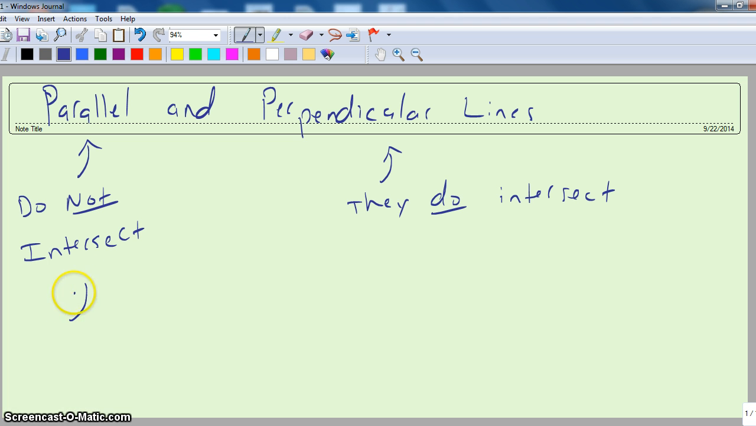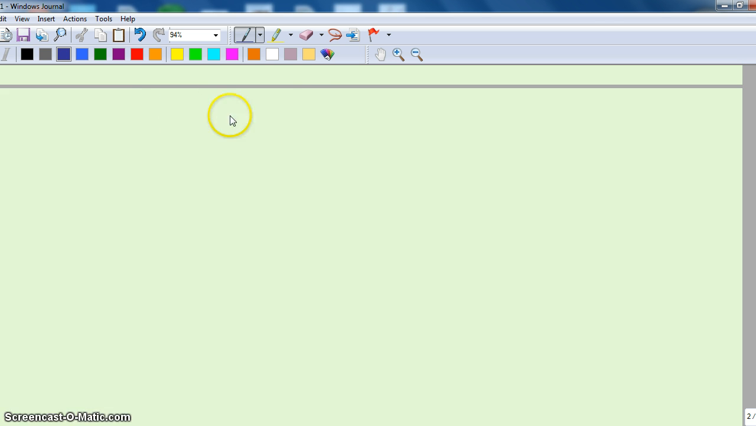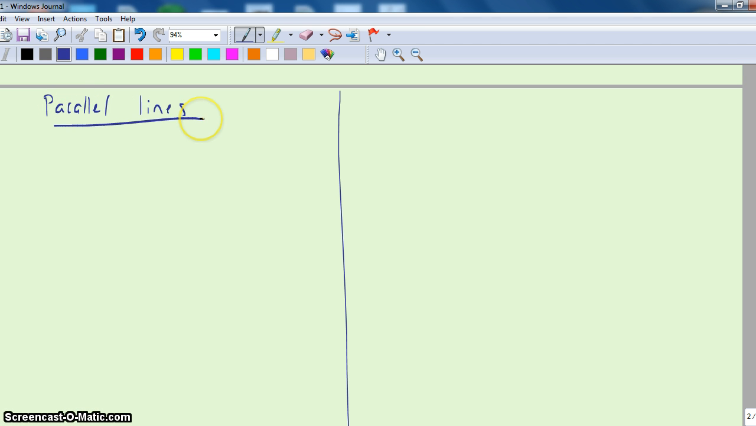Oh, parallel, the symbol for parallel is two L's. That's the symbol for parallel. Perpendicular, the symbol for perpendicular is an upside down capital T. Alright? Now, parallel lines. Parallel lines have to have the same slope. If they do, then you can say that they're parallel and they never touch each other.